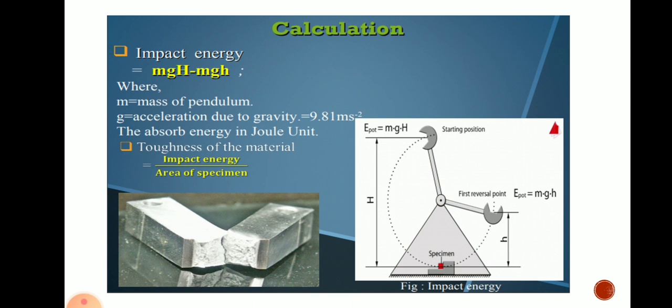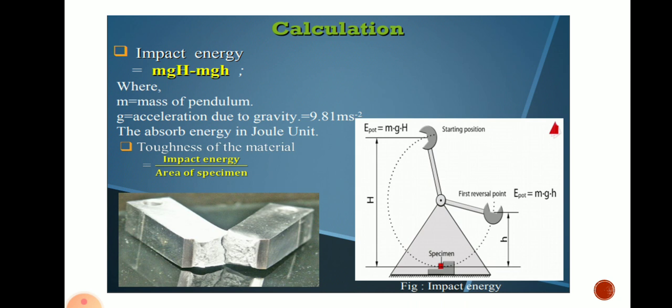So after hitting we can find out two things, that is the impact energy and the toughness of the test specimen. Whatever the material of the specimen may be, we can find out these two things, the impact energy and toughness of the material. So how do we find the impact energy by this Charpy V notch test?